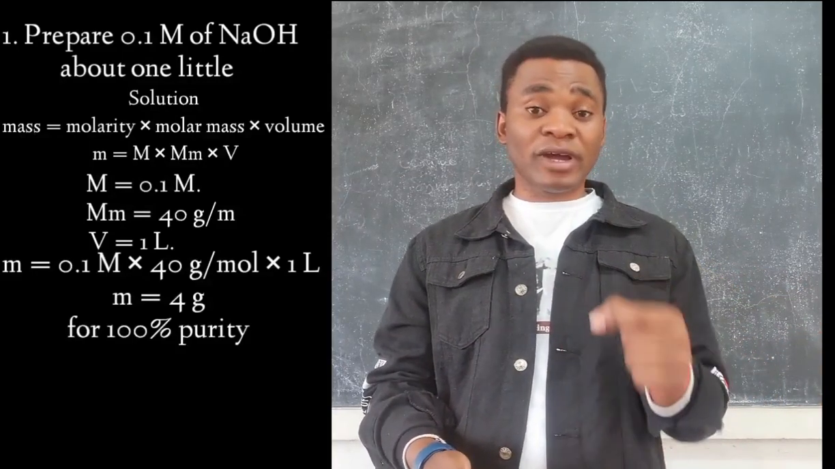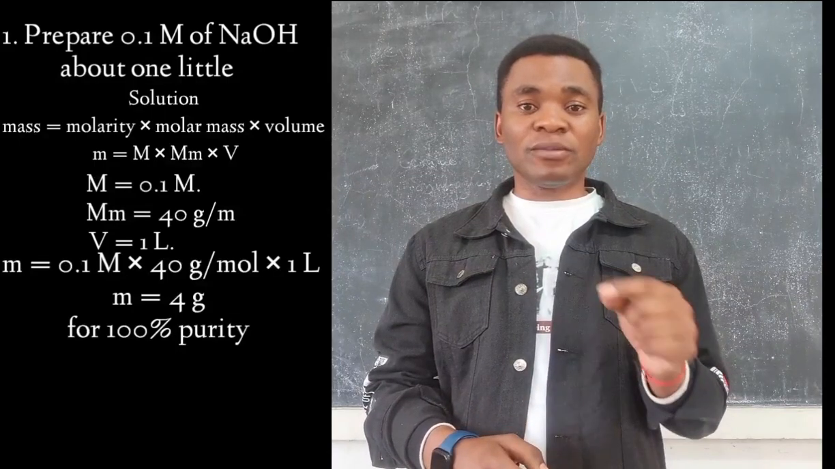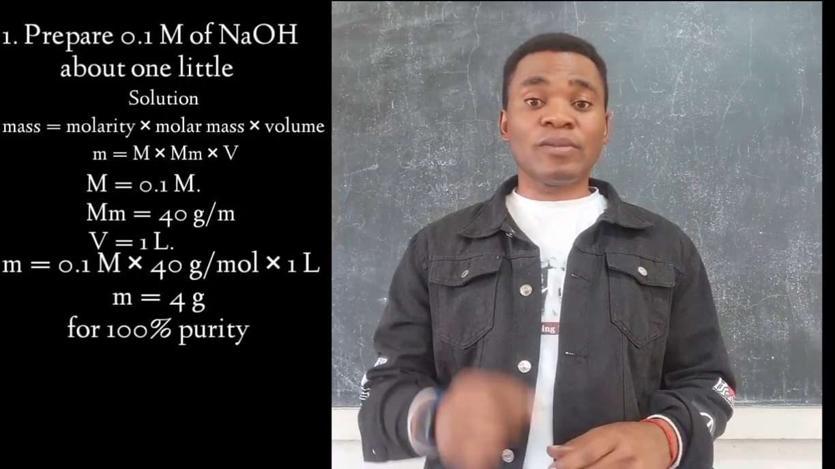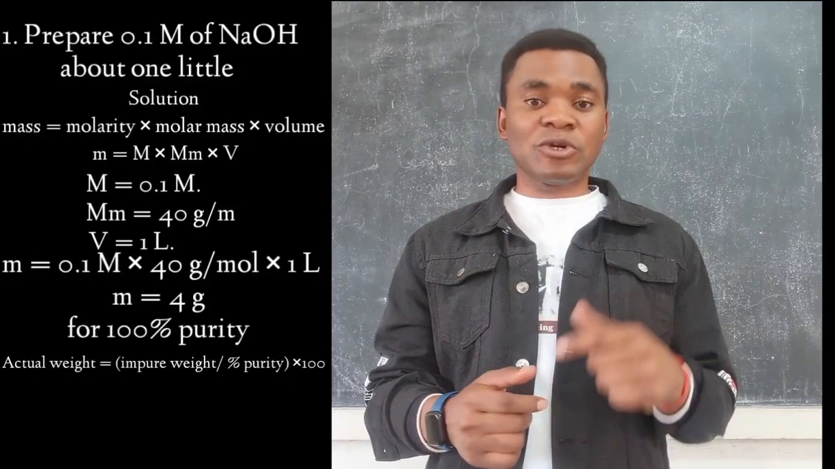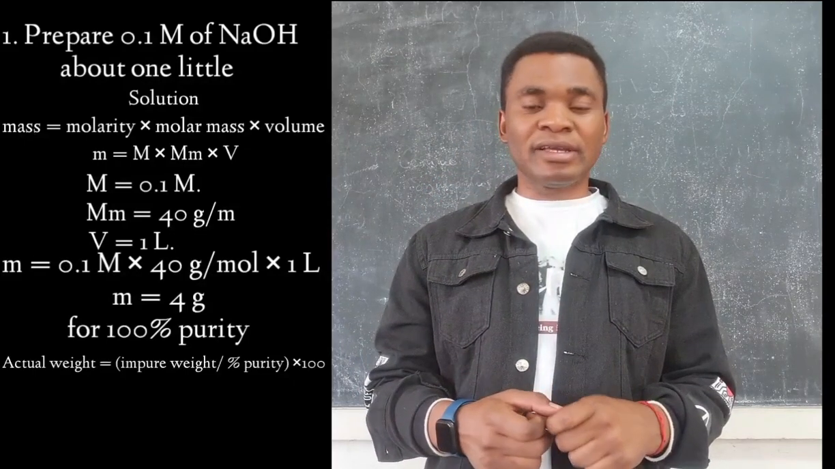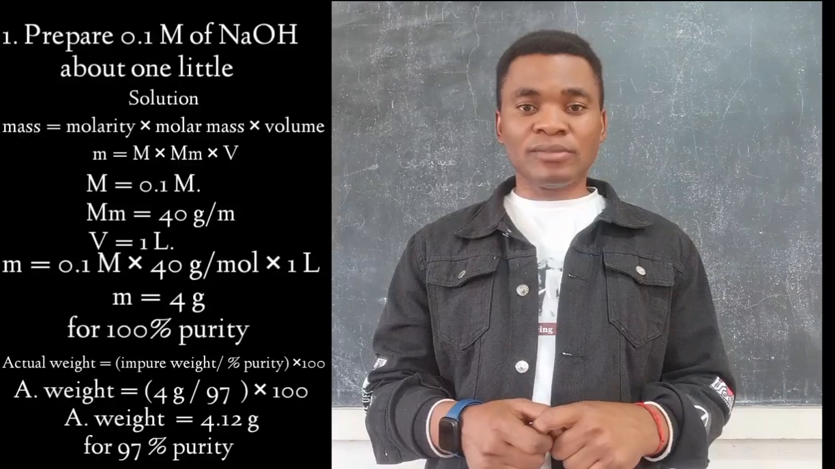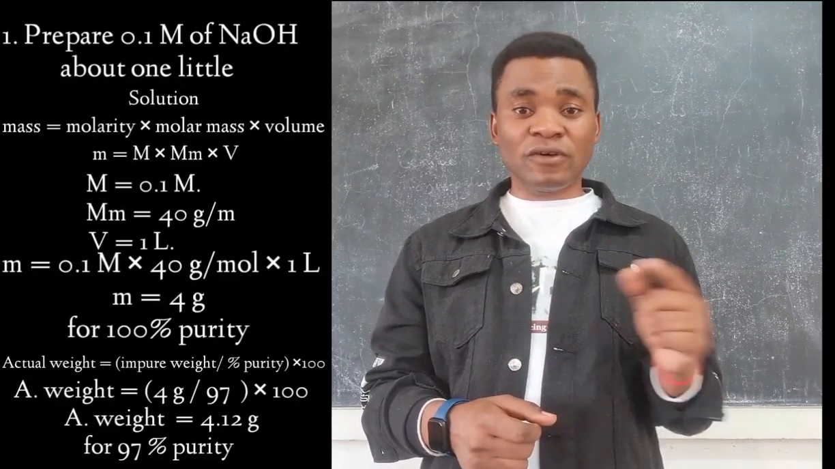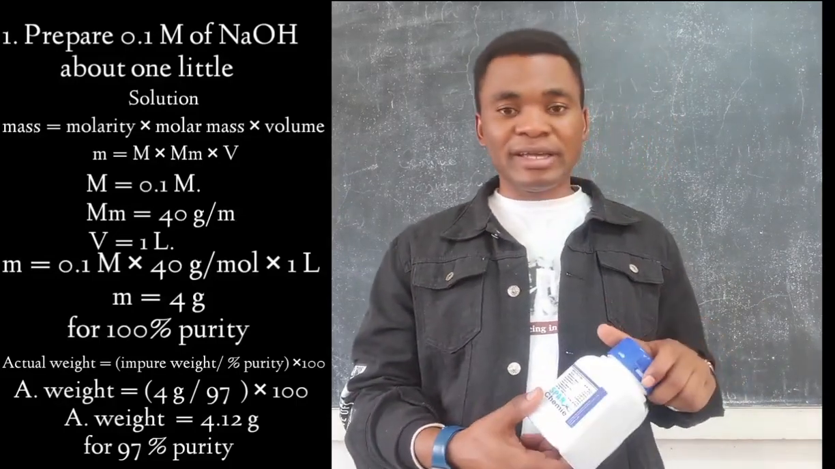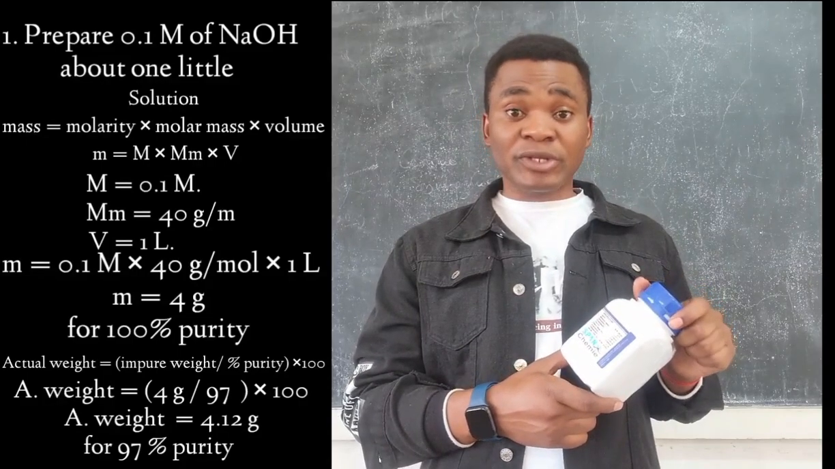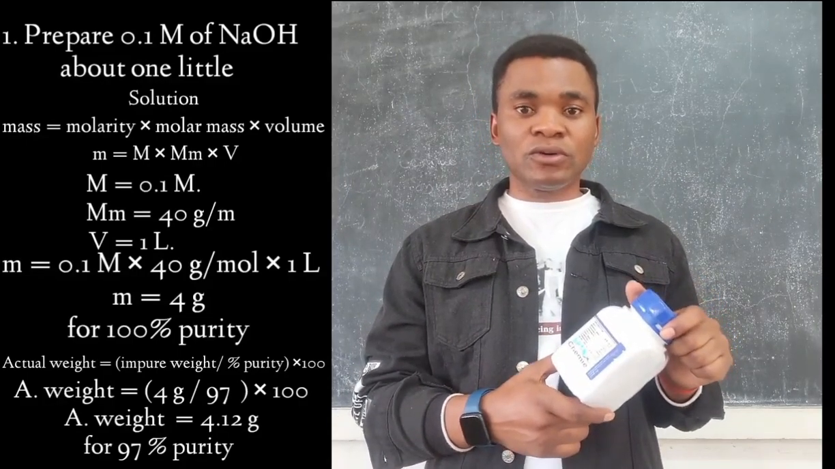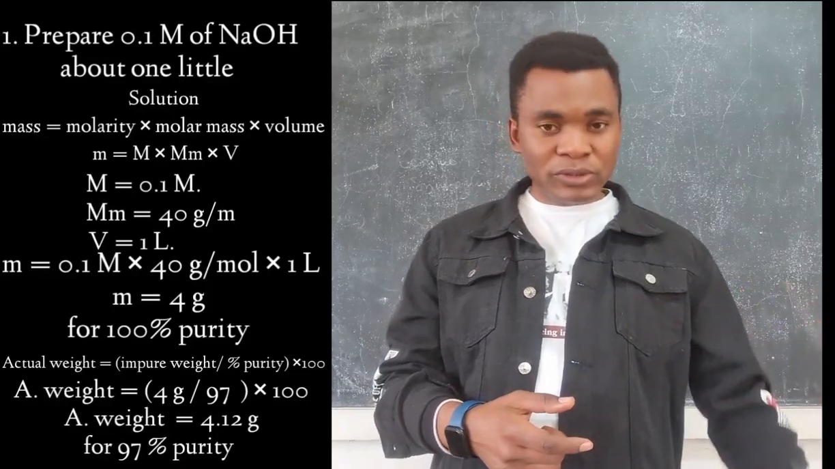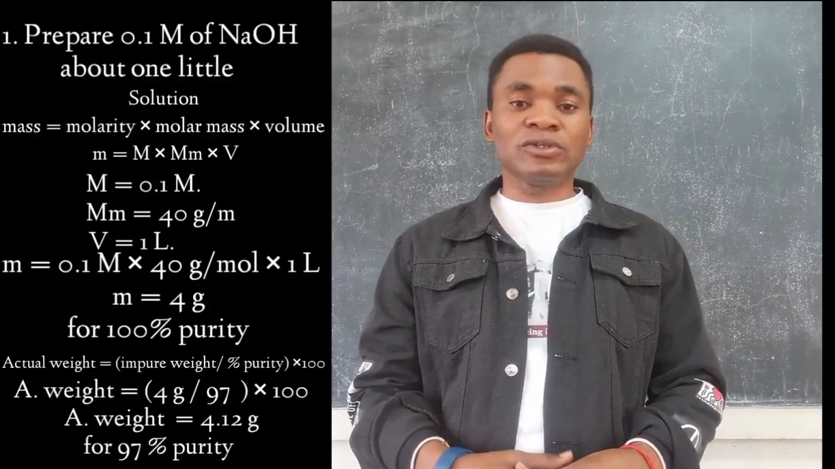What you should do now is find the actual weight by using the formula which says actual weight is equal to impure weight divided by percentage purity times 100. And here we get 4.12 grams. So instead of measuring 4 grams for this sodium hydroxide, which is 97% pure, just measure 4.12 grams to get exactly 0.1 moles of sodium hydroxide, about 1 liter.